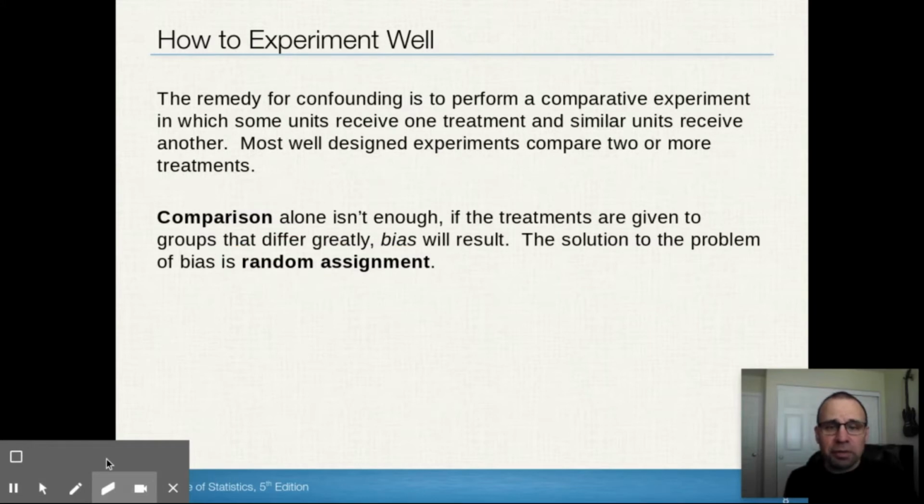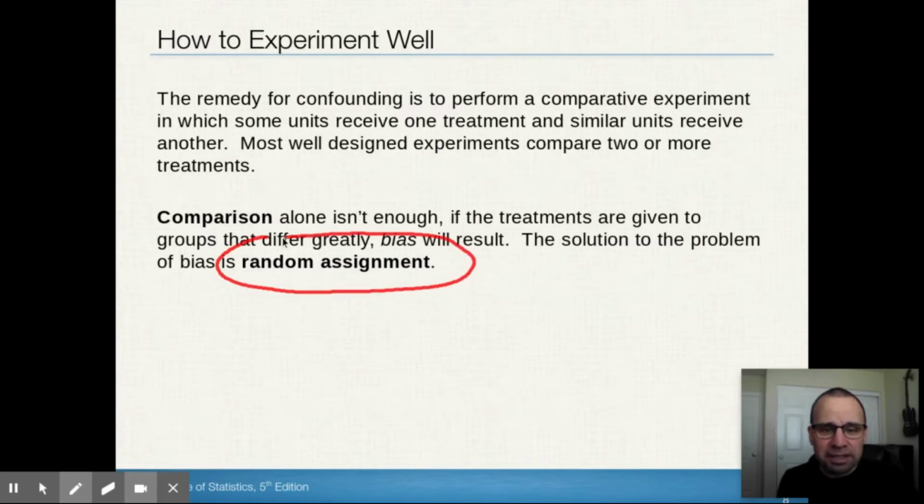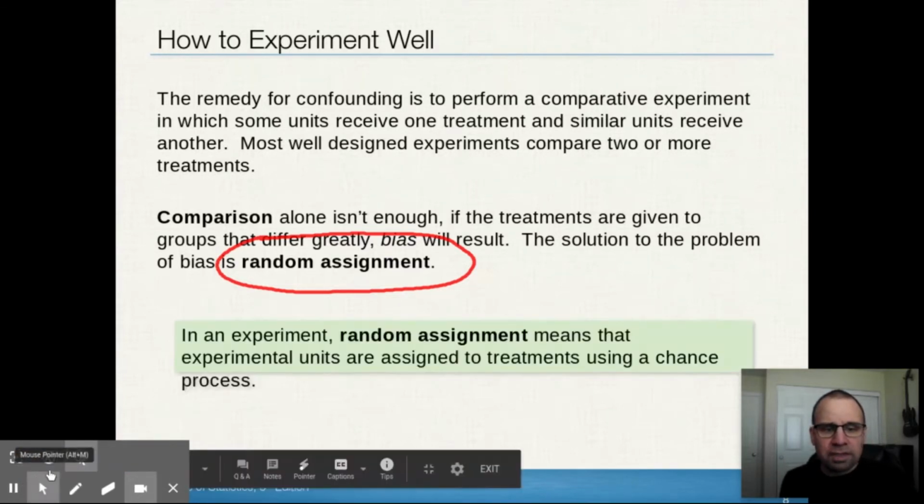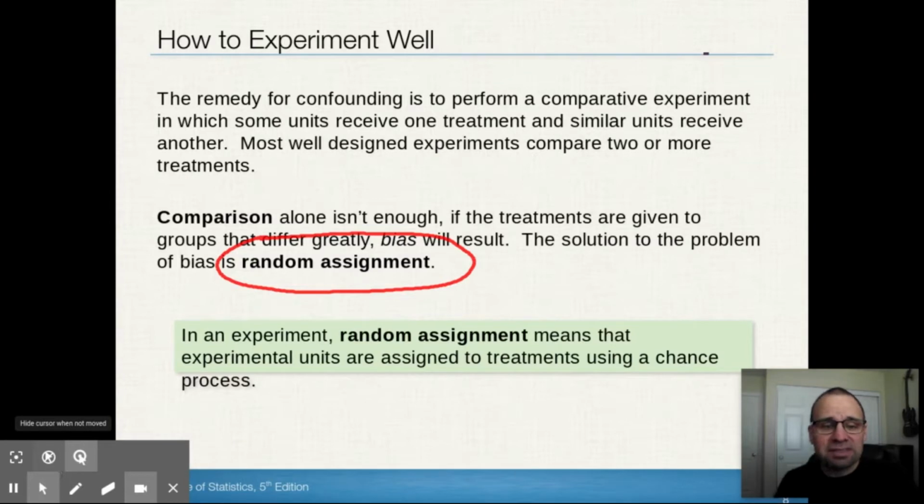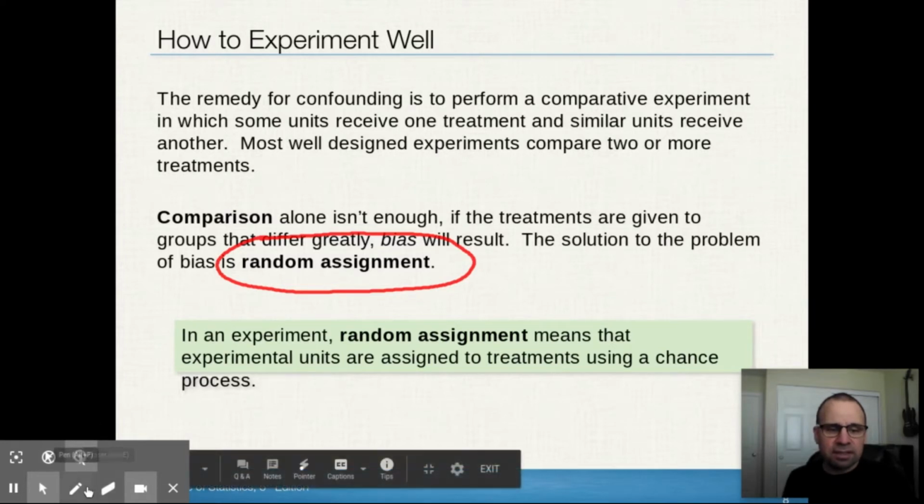So how do you experiment well? Well, what you need to have is a random assignment of treatment, so you can have a comparison between the two groups or three groups that you're looking at. Otherwise, bias might creep in there. In an experiment, random assignment means that the experimental units are assigned to treatments using a chance process.